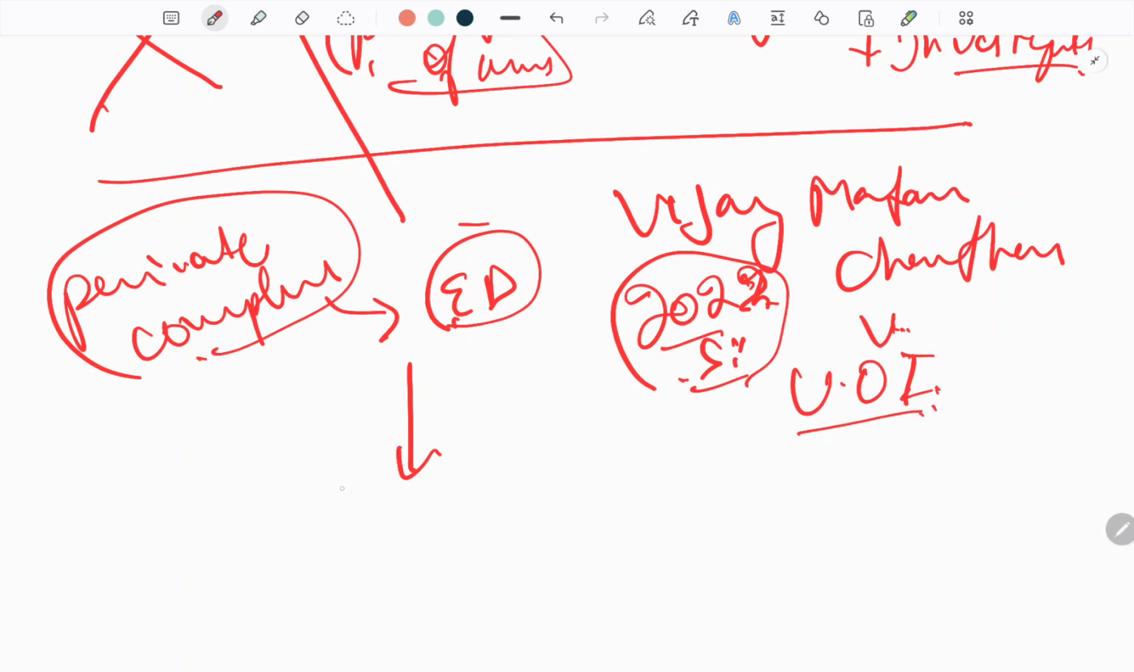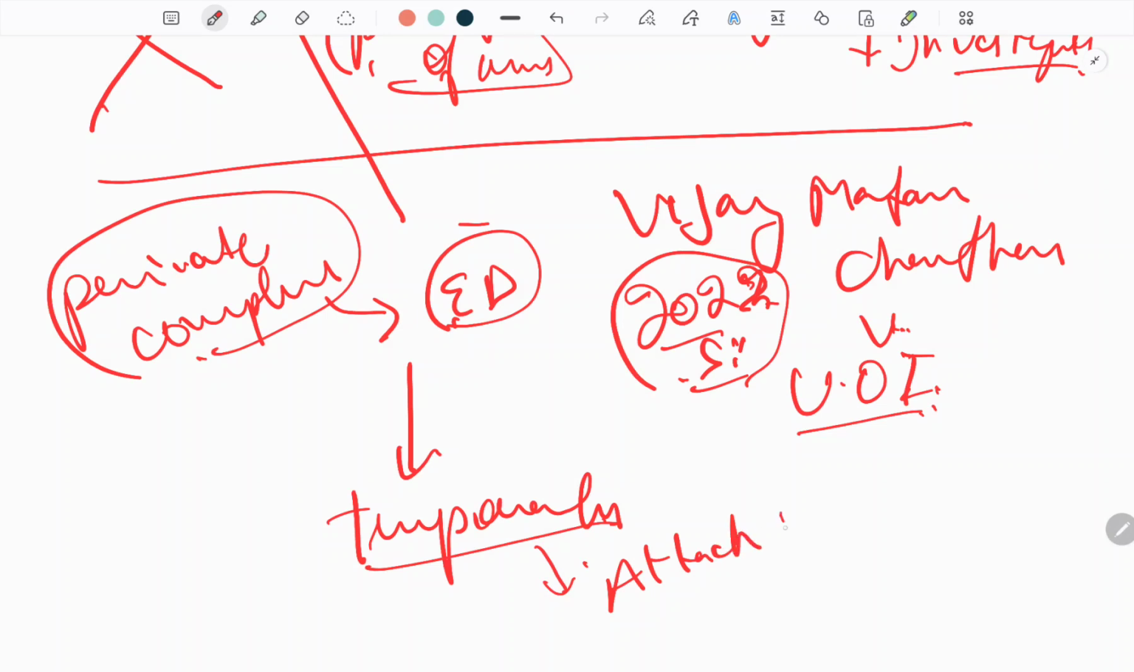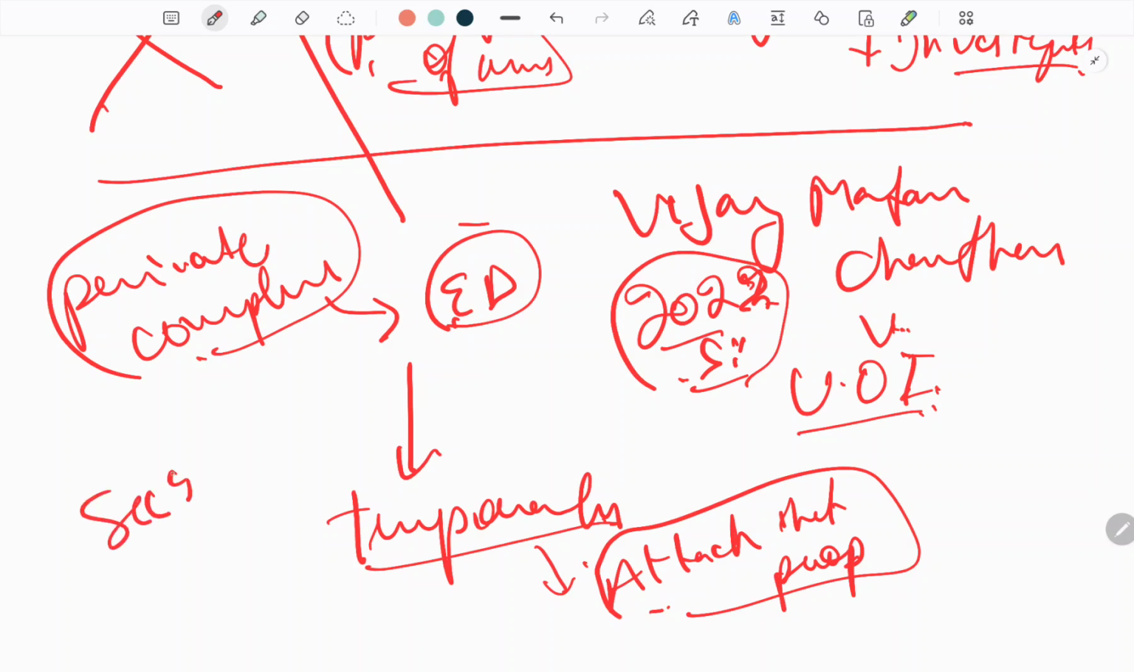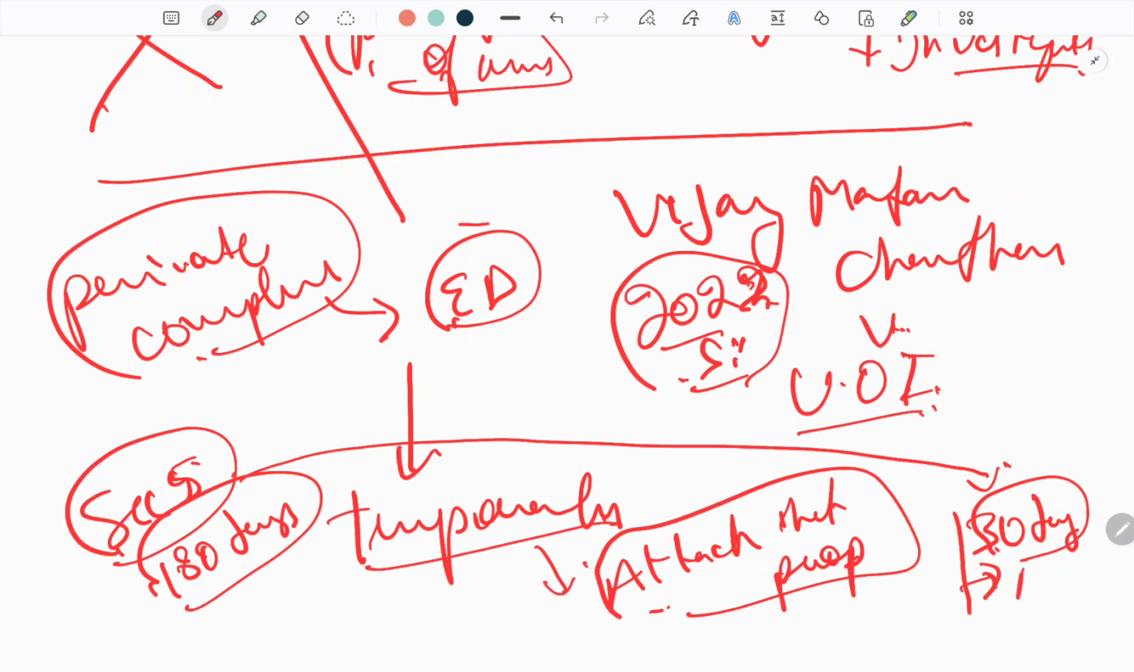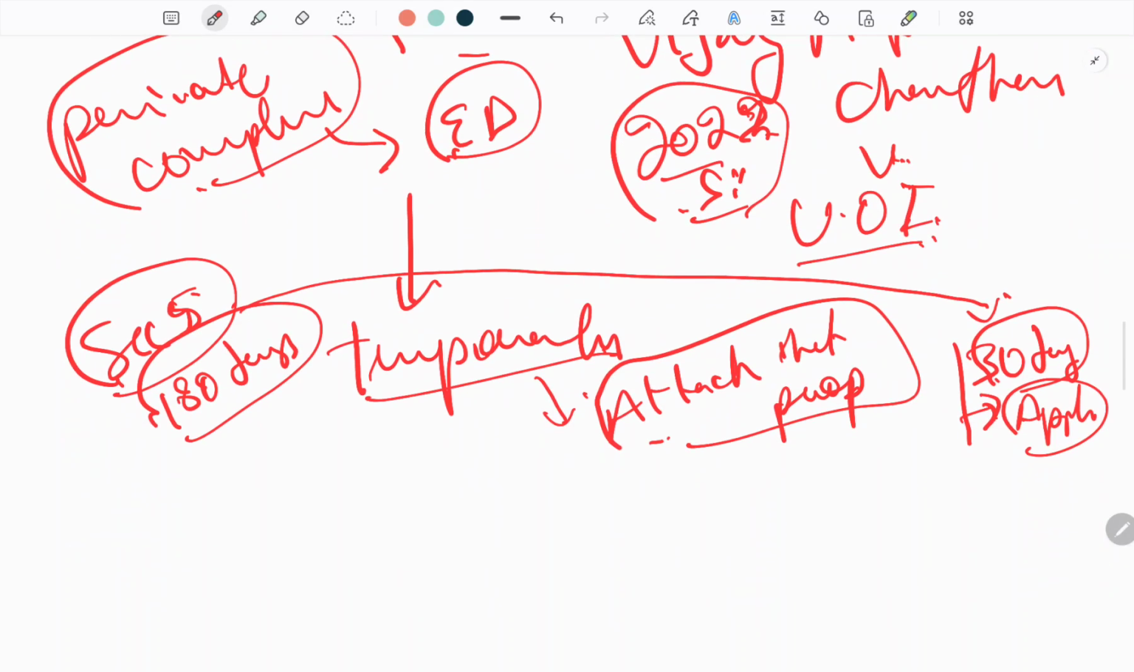Then ED may temporarily attach that property for a certain time, and the temporary attachment is given under section 5, that is 180 days at the longest. And in the meantime, when they have attached that property, they must, within 30 days of such attachment, file an application before the adjudicating authority to decide whether this property should be retained for further attachment or not.